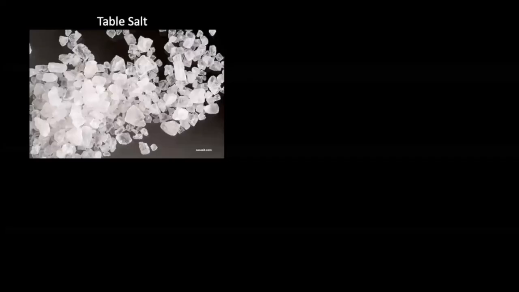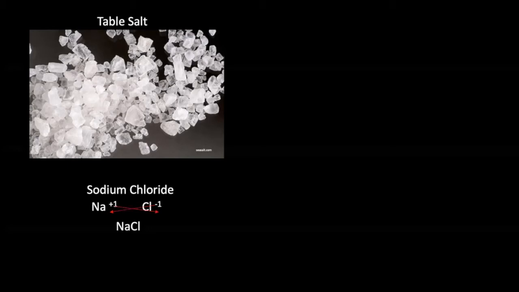Let's take a simple compound like table salt, or sodium chloride. As we've learned before, we write out the element symbol with a charge. So we have Na+1 and Cl-1. We can then do the crisscross method, and knowing that we drop the plus and the minus signs and do not write the number ones, we get a chemical symbol of NaCl.